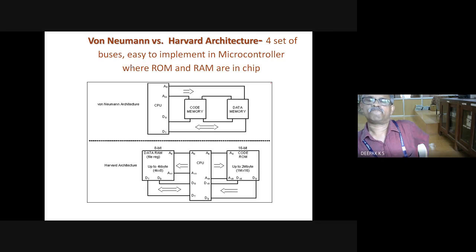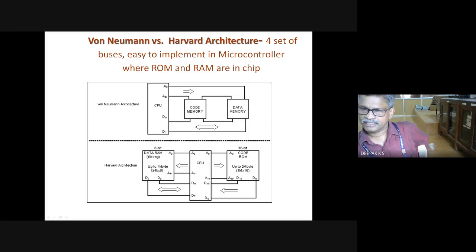Okay. So the whole thing you can just visualize this as data as well as code addressed by one set of address bits, and data as well as code brought into the CPU by one set of data bus in von Neumann architecture. Since this whole memory is considered as a single unit, there is only one address bus and only one data bus in von Neumann architecture.